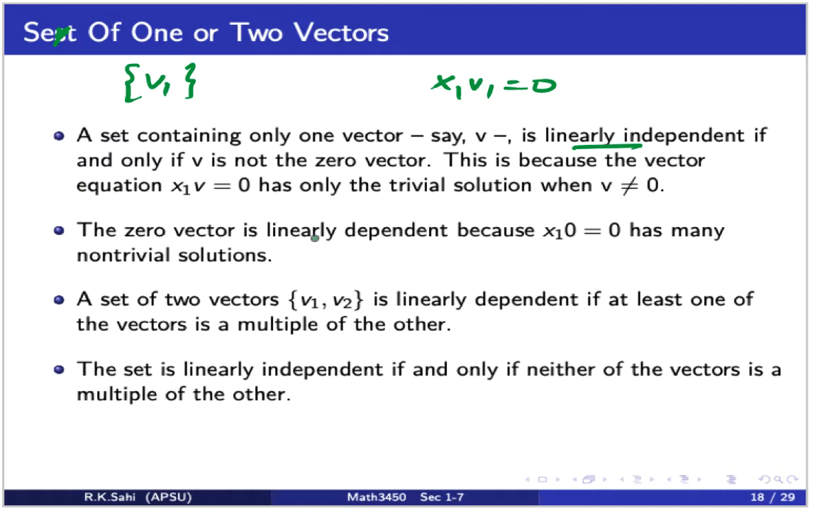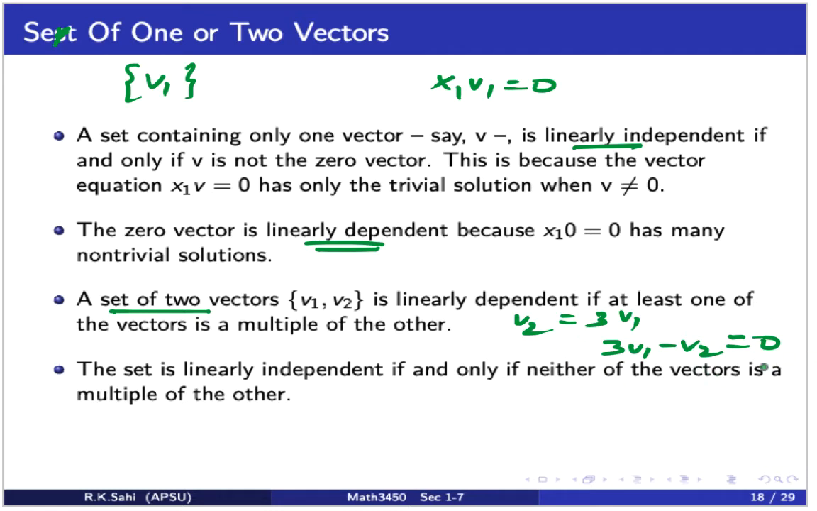Okay. The zero vector is always linearly dependent because you can multiply any non-zero scalar to it, and it will always be 0. Now, if you have a set of two vectors, say v1 and v2, they're linearly dependent if one is a multiple of the other. Suppose v2 was 3 times v1. Then what will happen when you write down the vector equation? So get them on one side. 3v1 minus v2 is 0.